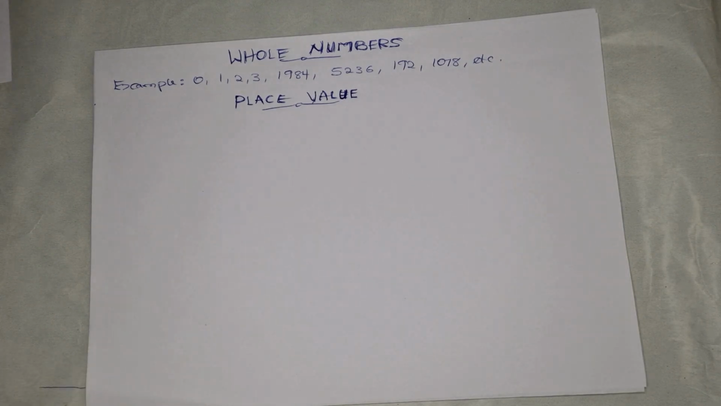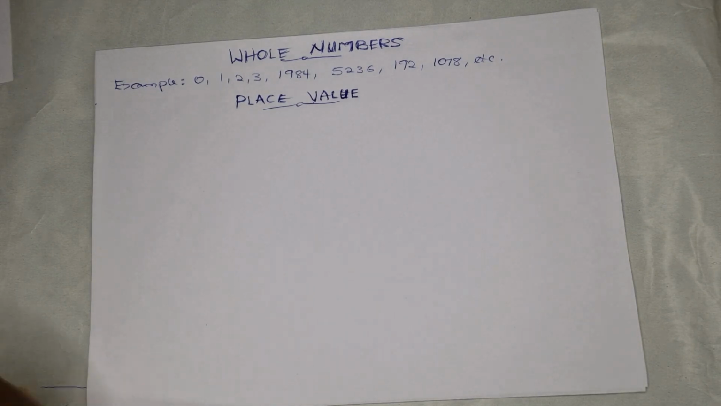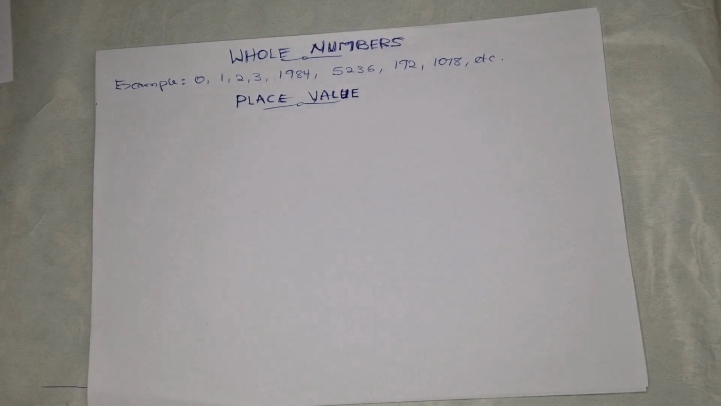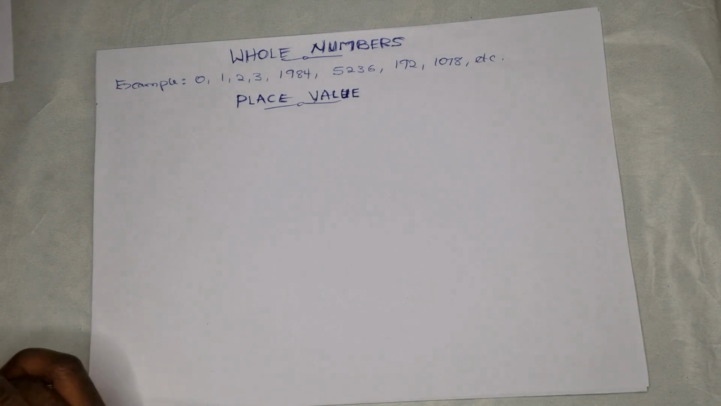Every number has a special value depending on where it is placed, just like every child has a special value depending on when he or she was born. For example, a child can be the first of 5 children or the third of 7 children. The same thing applies to numbers.